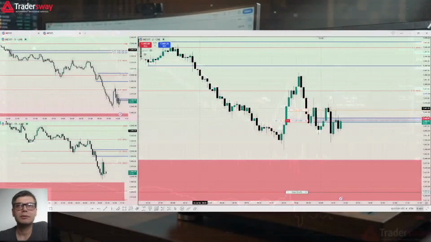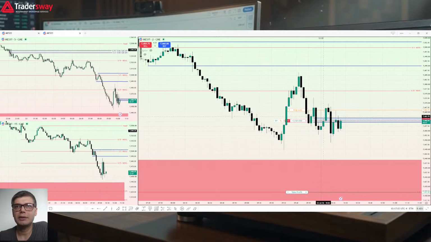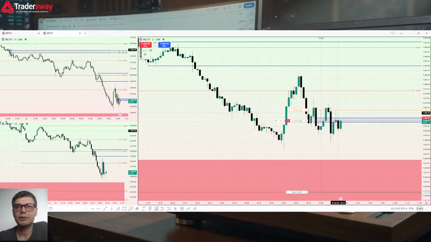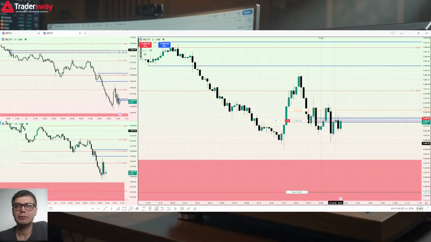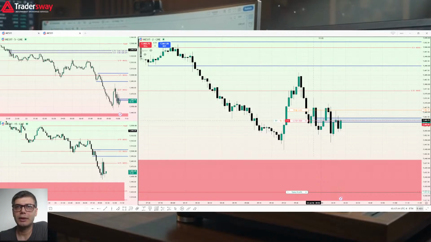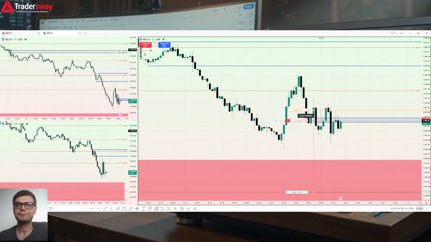So let's see this trade. If it's going to take a new low or what. If we close above it, I will close that trade as well with a minor loss.